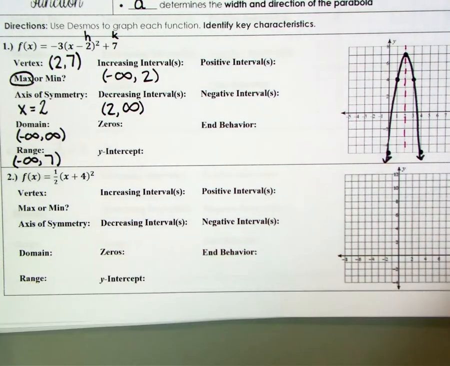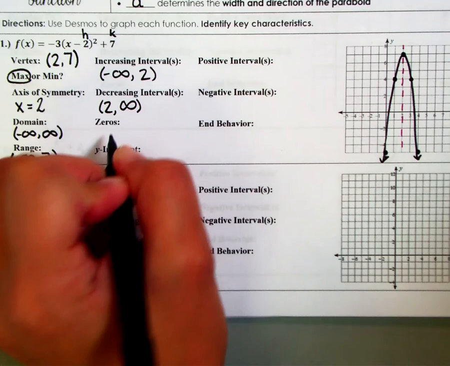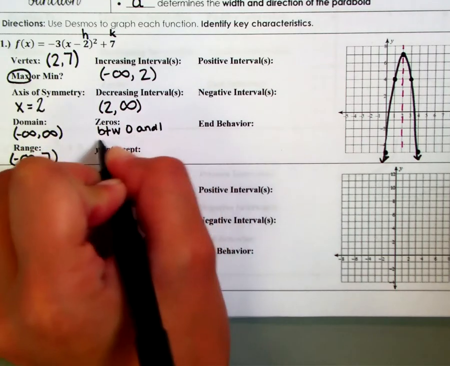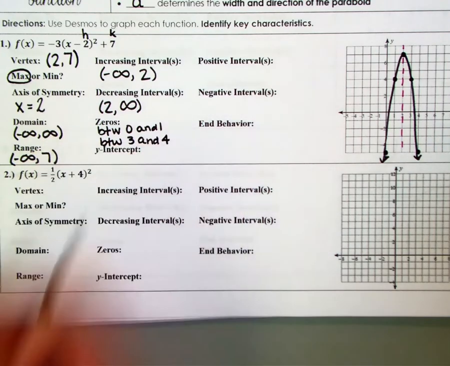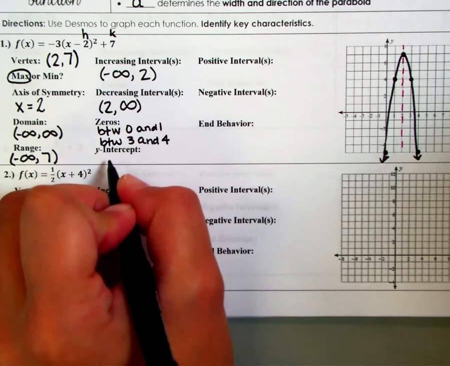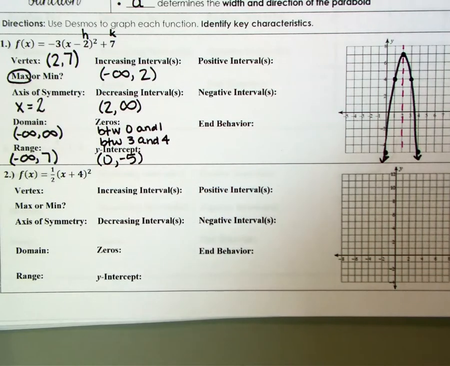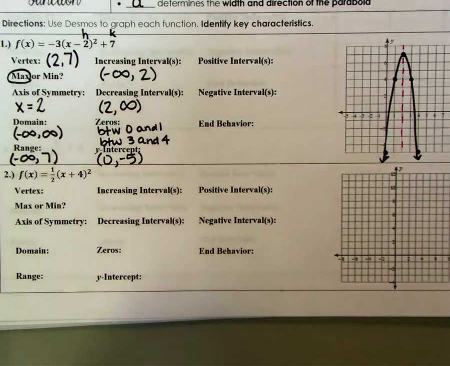My zeros is where it crosses the x-axis, and those aren't exact. So we can say between 0 and 1 and between 3 and 4. My y-intercept was 0, -5. That was exact. And then we've got positive, negative, and end behavior.